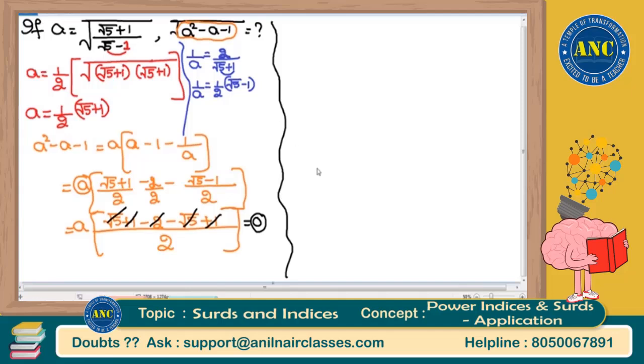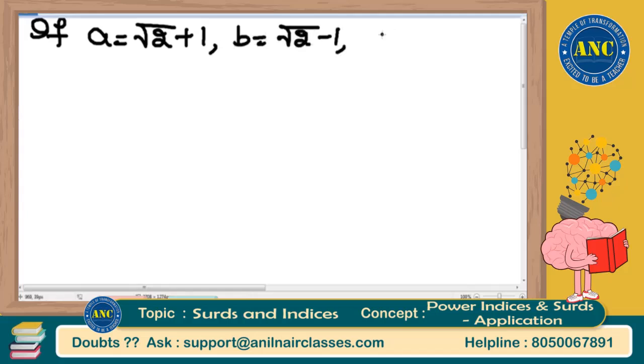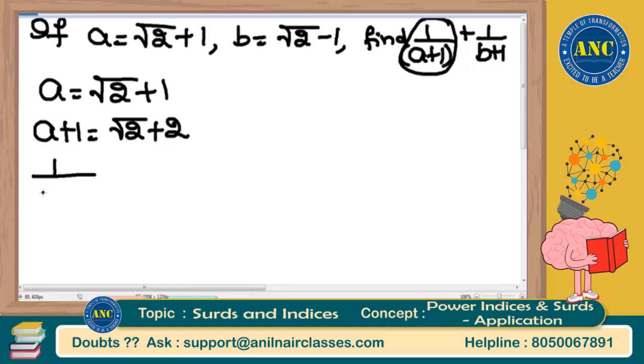Next question: if a is equal to root 2 plus 1 and b is equal to root 2 minus 1, find the value of 1 by (a plus 1) plus 1 by (b plus 1). I need to find this value. Now see here, very easily you can solve it. The a value is root 2 plus 1, but I want the a plus 1 value. So a plus 1 will be root 2 plus 2, right? But I want the reciprocal of a plus 1, so it will be 1 by (2 plus root 2).